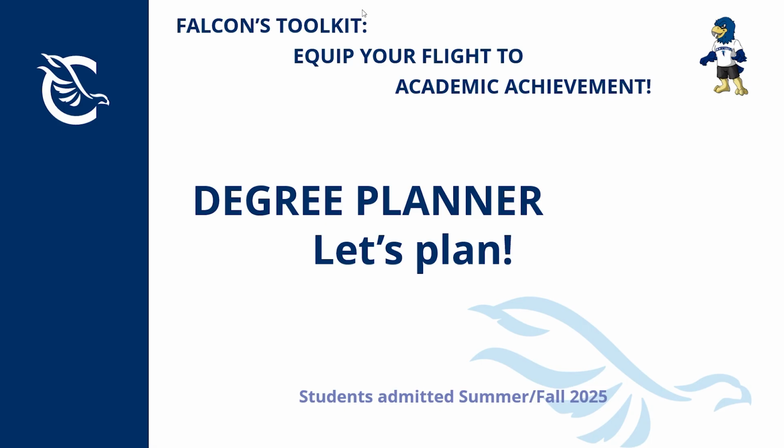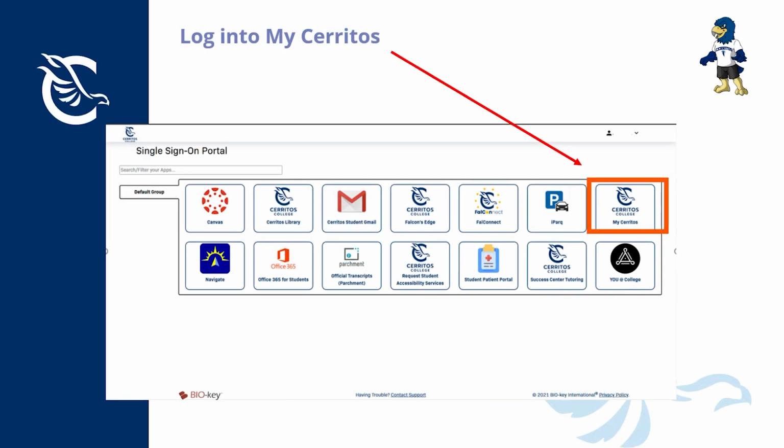Degree Planner is intended for use for students admitted in summer or fall 2025. In this session, I will be highlighting the degree requirements and planning portion of your Degree Planner. To start, you will need to log into your Cerritos single sign-on portal.